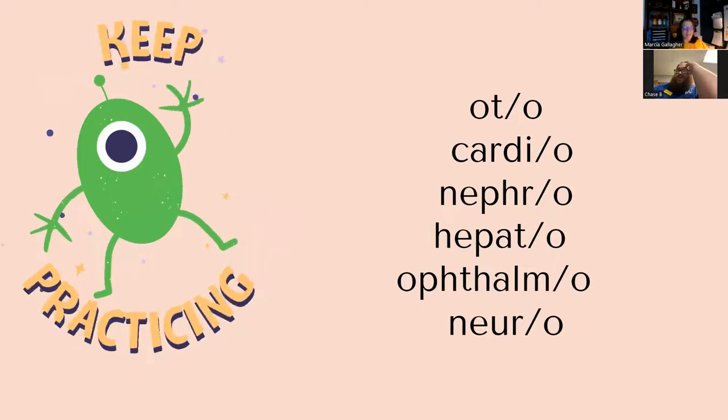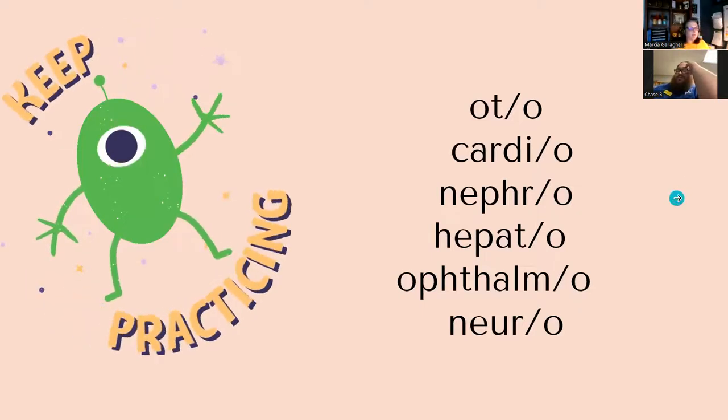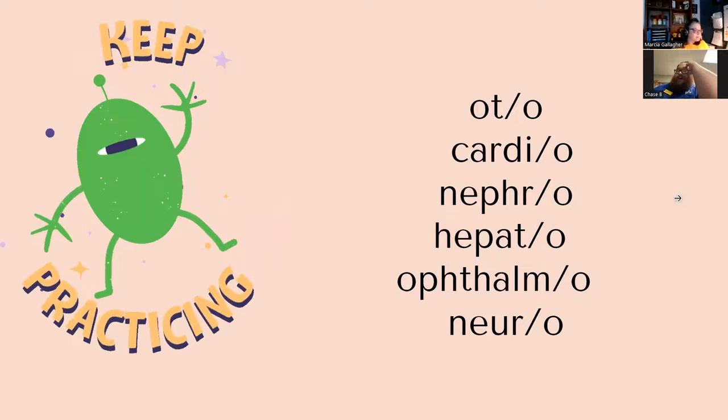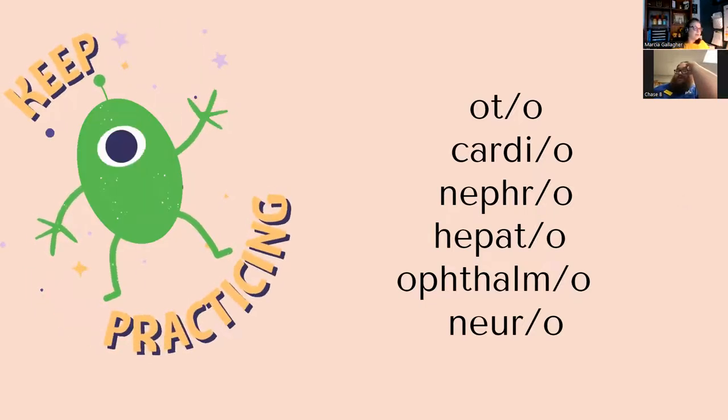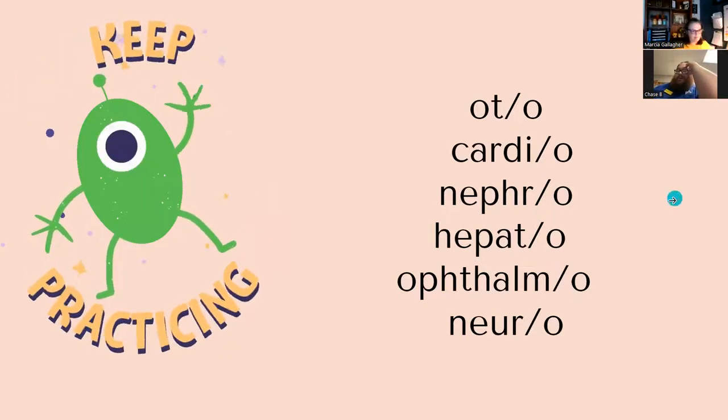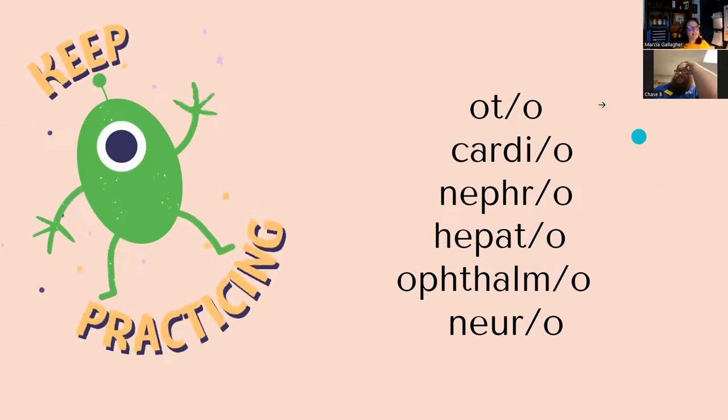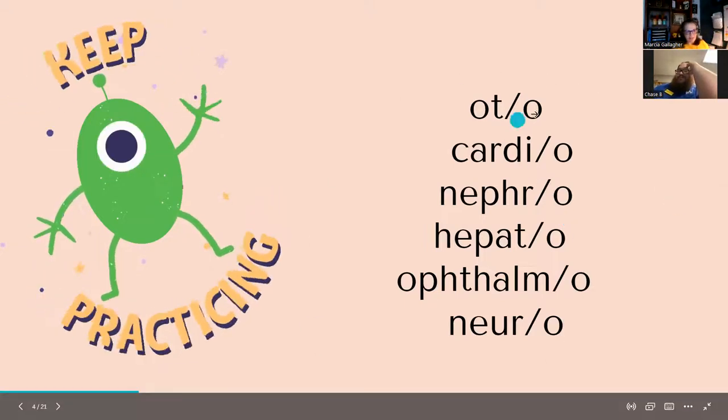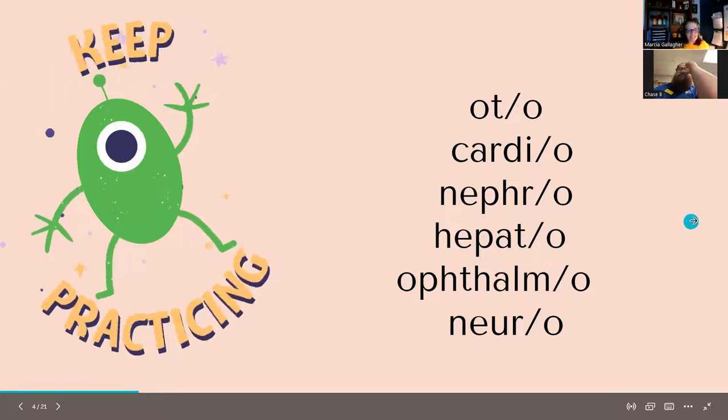Liver. Yes, liver. And the optimal. Eye. And neuro is? Nerves. The nerves. So again, not a whole lot of them, right? But it's just getting us started.